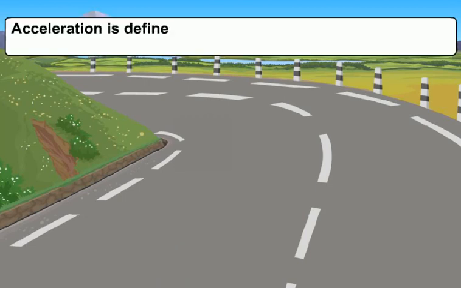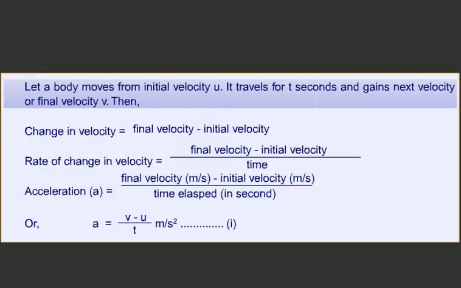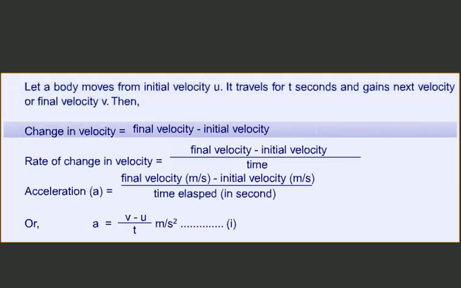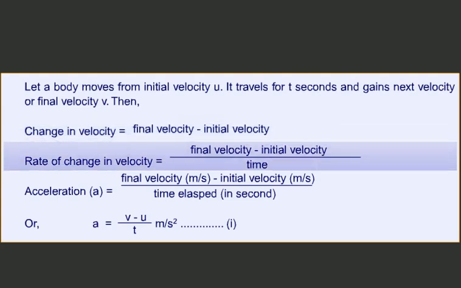Acceleration is defined as the rate of change of velocity with time. Now, let a body move from initial velocity u. It travels for t seconds and gains next velocity, or the final velocity v. Then, change in velocity is equal to final velocity minus initial velocity, or rate of change of velocity will be equal to final velocity minus initial velocity divided by time.